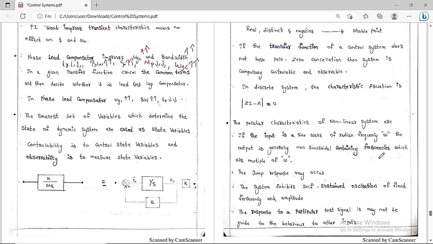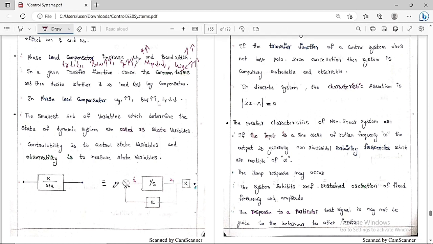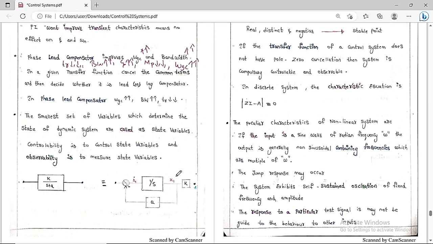So both are equal. This is x1, this is x1 dot, so x1 is the state variable. The output of any integrator, the current in an inductor, and the voltage across a capacitor are said to be state variables.